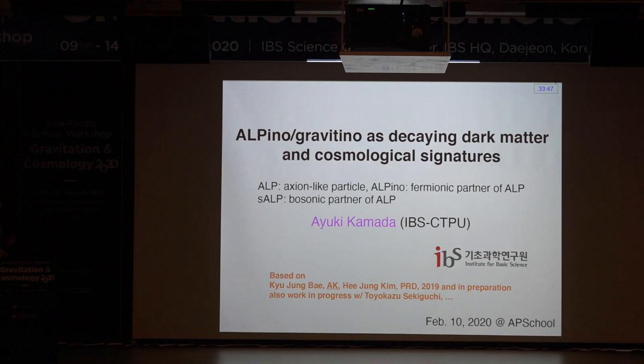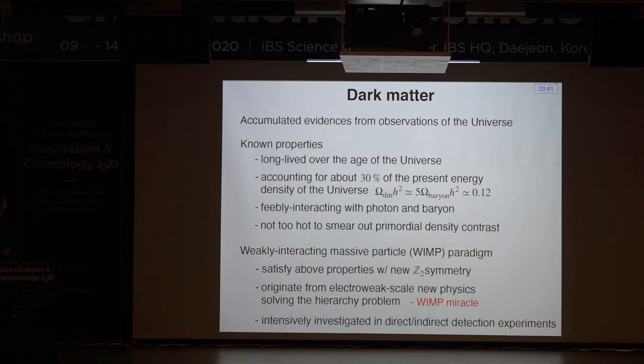Unfortunately, we didn't have an introductory talk on dark matter, so let me introduce dark matter a bit more in a pedagogical way. I think we all know that evidence for dark matter has accumulated from observations of the universe, and the CMB is one of them. From these observations, we know properties like: dark matter should be long-lived, at least over the age of the universe, it accounts for 30% of the present energy budget of the universe, and it is only feebly interacting with ourselves, I mean photons and baryons.